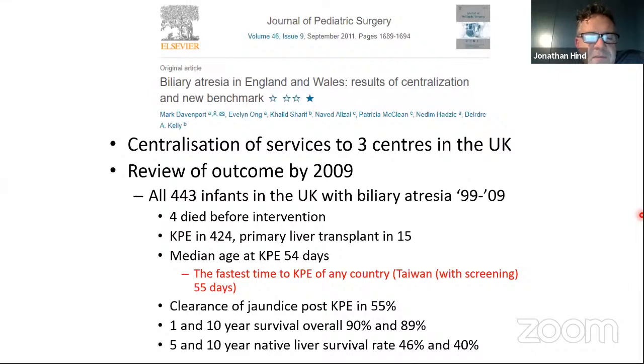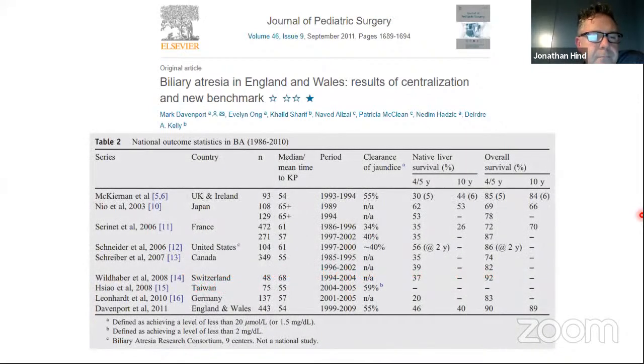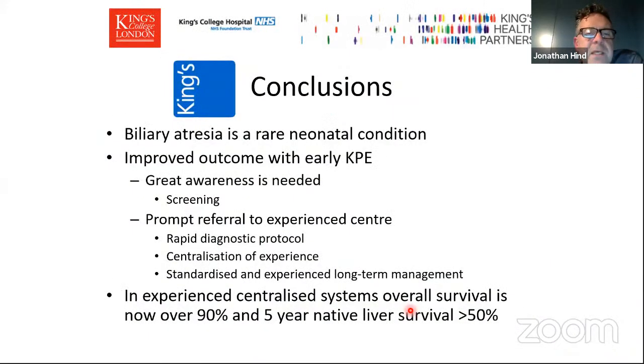Clearance of jaundice went up to 55%, 1 and 10-year survival 90%, and native liver survival 46 and 40% at 5 and 10 years. And this is just a chart showing other developed countries and what they've done. With centralisation in the UK, you can see that our native liver survival has gone from 30% to 46 and 44 at 10 years, and 55% jaundice clearance.